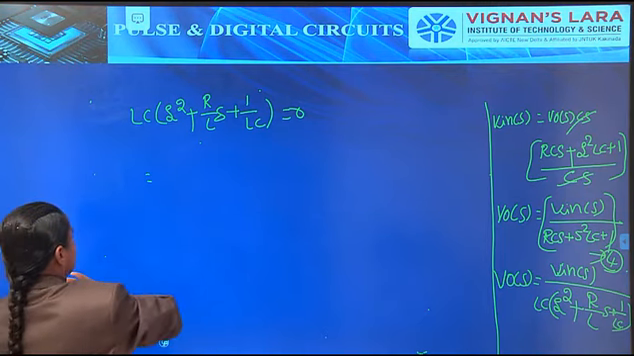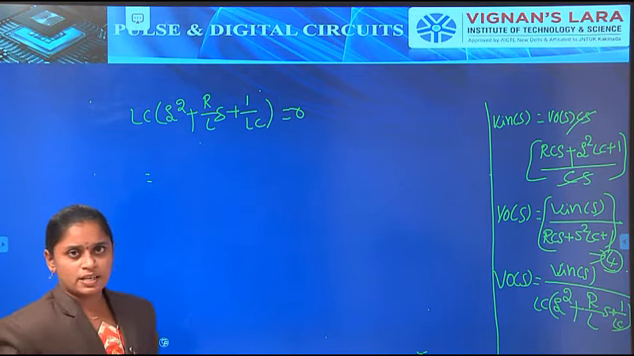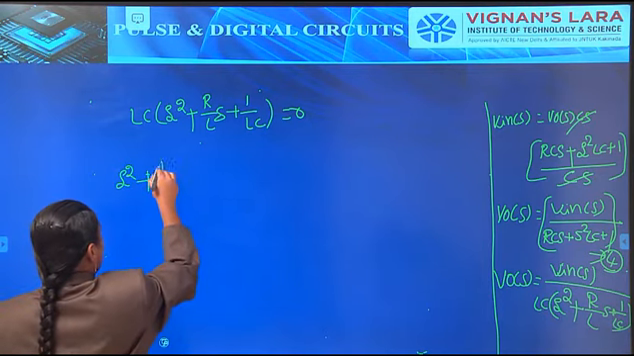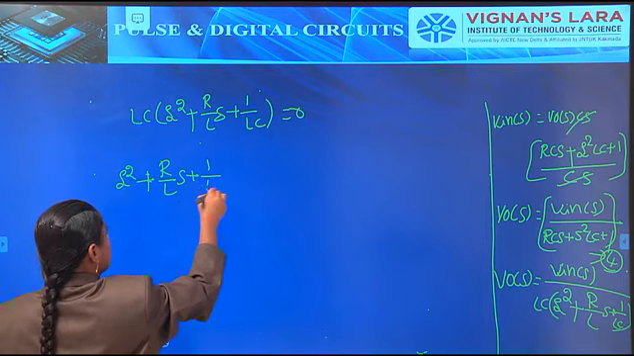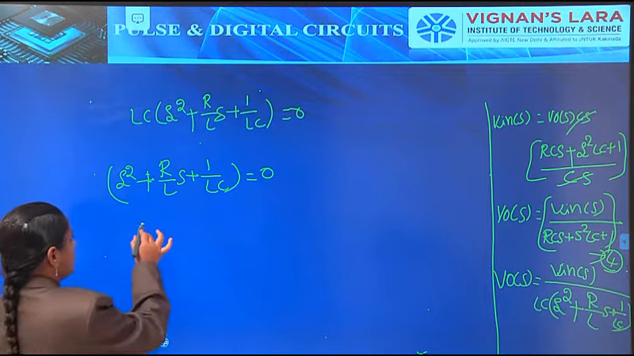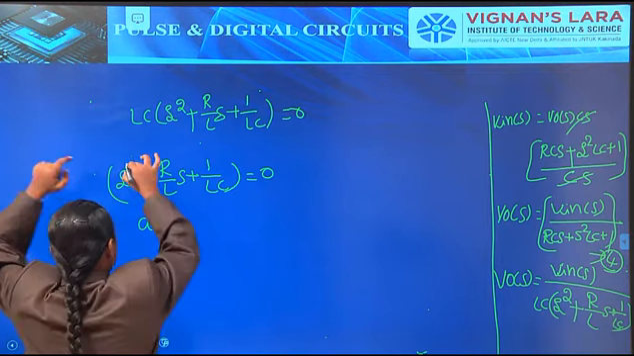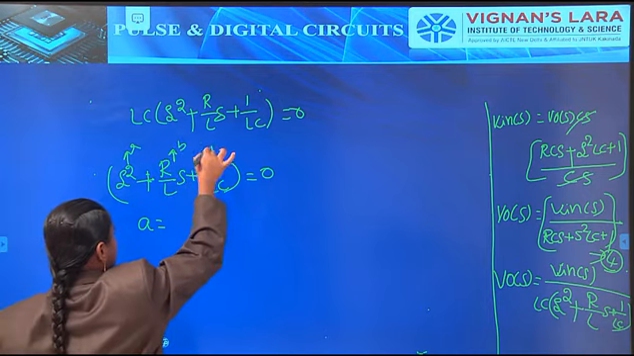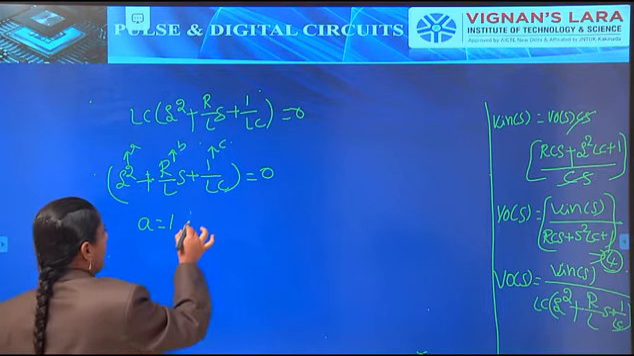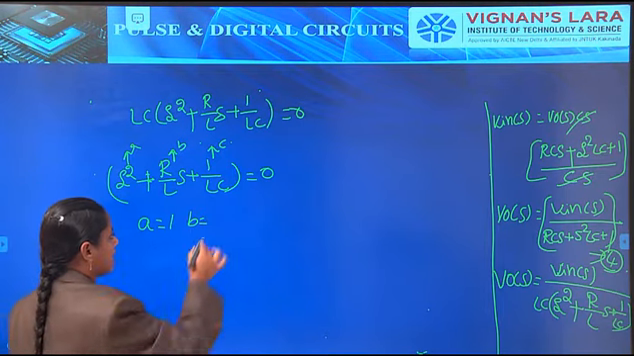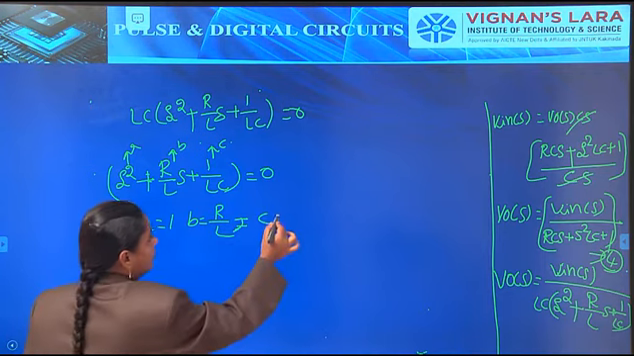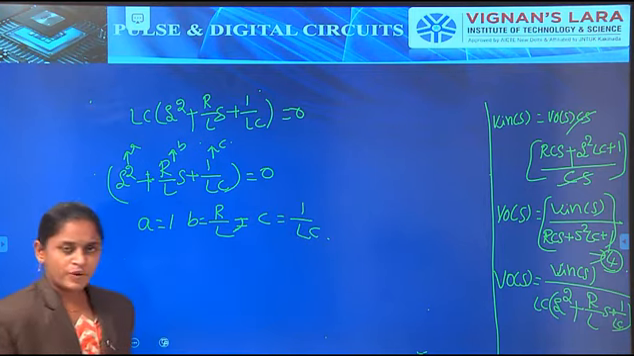So simply, LC goes to the denominator, and 0 divided by something is 0. Then the equation becomes S square plus R by L S plus 1 by LC, which is equal to 0. This is treated in terms of A, B and C. Then A becomes 1, B is nothing but R by L, and C becomes 1 by LC.